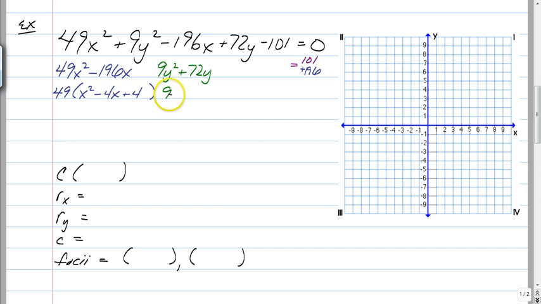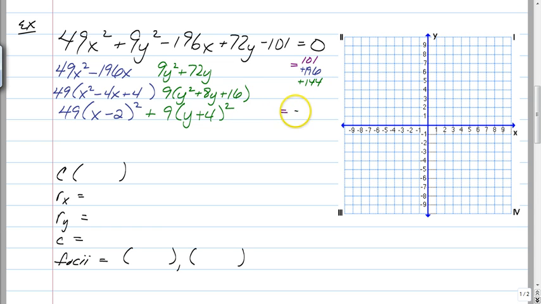For our y's, we're going to factor out our 9. That's going to leave us with y squared plus 8y. Half of 8 is 4, squared is 16, so plus 16 on the inside. And we're going to add 144 after we multiply 16 by 9 to the right side. So now back to the left, we have 49 times x minus 2 squared plus 9 times y plus 4 squared, and that is equal to 441. And this is where we're not done.